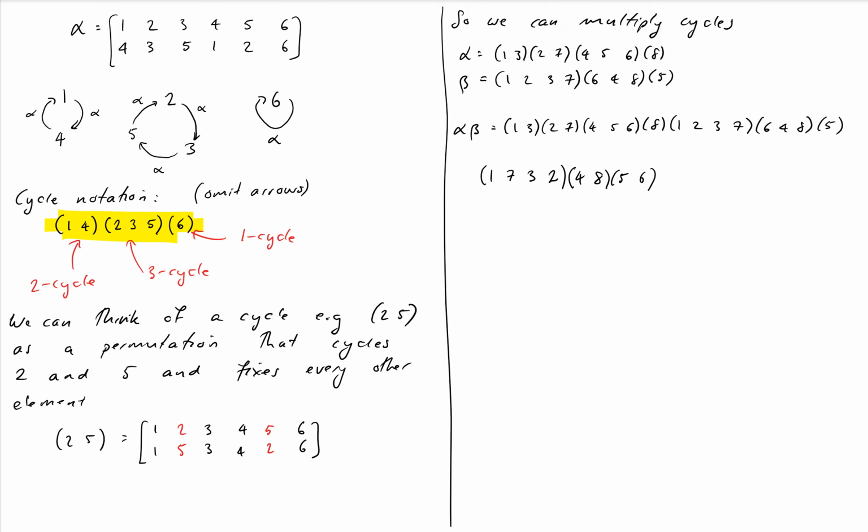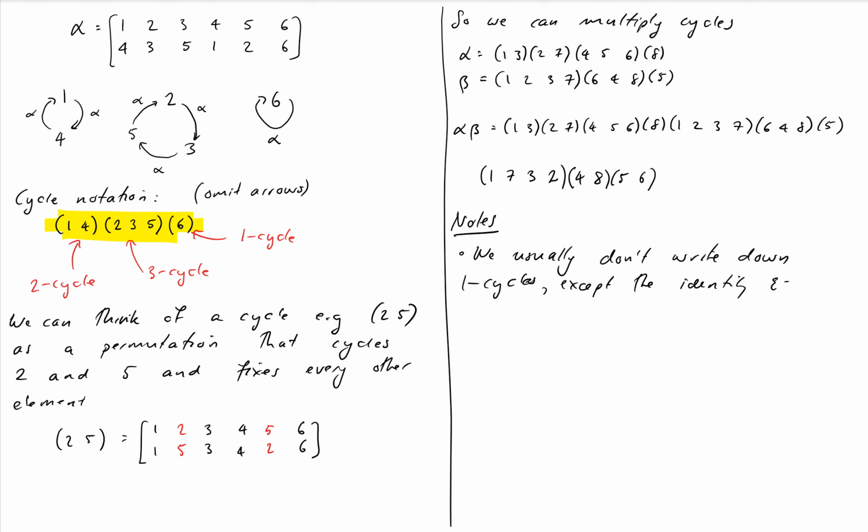Right, so a couple of notes. We usually don't even write one cycles, because they don't do anything, we just usually leave them out, except if we need to identify the identity, epsilon, which we usually just write as a one cycle of 1. But in fact, any one cycle is the identity. It's all the same thing, because a one cycle doesn't actually move any elements at all. So for alpha here, I would not normally write down the 8. I'd normally just leave that off altogether, because it doesn't actually add anything to the permutation.